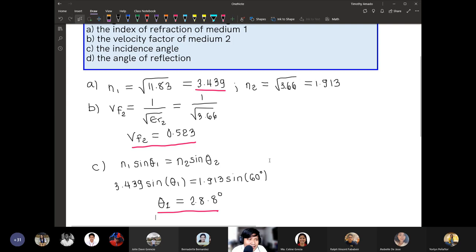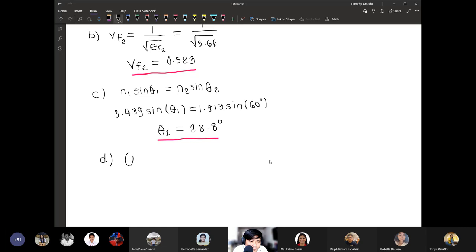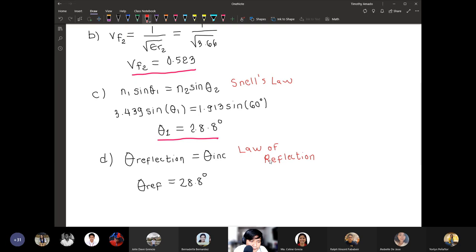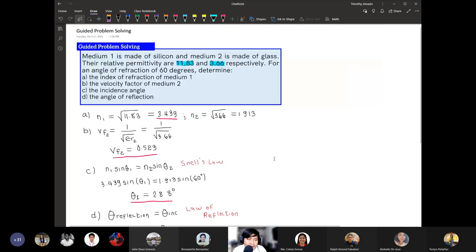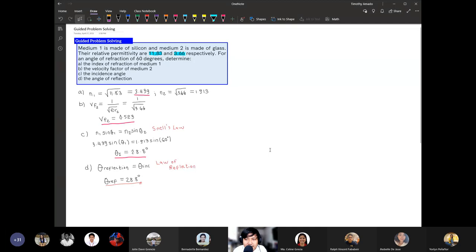Alright. How about the angle of reflection, para sa letter D? So, angle of reflection, may formula lang yun, guys. Yung angle of reflection is equal to the angle of incidence. Okay? So, kung ito ay Snell's law, this one naman is the law of reflection. So, what is the angle of reflection now, guys? Ano to? 28.8 din. Okay? So, naiintindihan po? Nakuha naman? Yes? Okay. So, yeah, that's it.